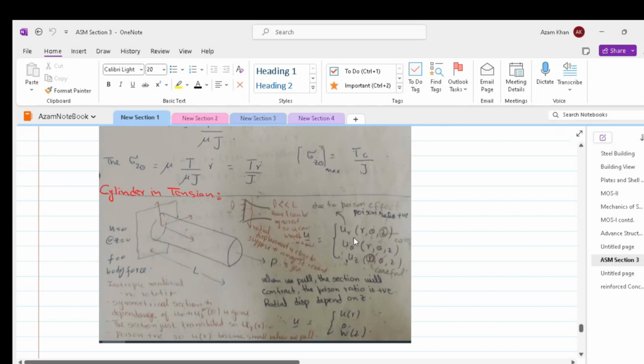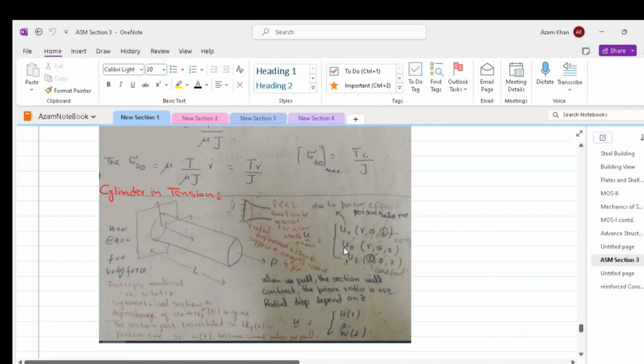Now, the third variable is Z. Conceptually speaking, UR should be dependent on Z. In general, this variation, or this dependence on Z, can be neglected because the variation of the Poisson effect along the length of this cylinder would be relatively small. So we can neglect it.